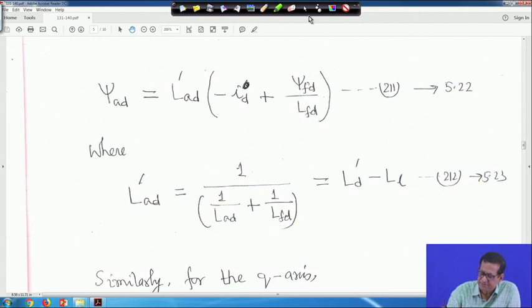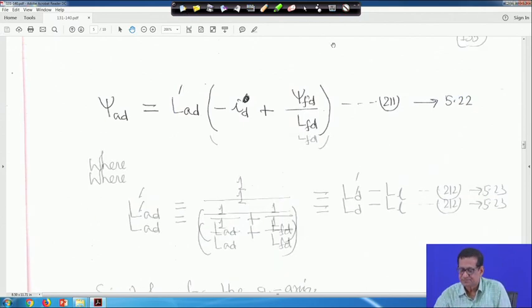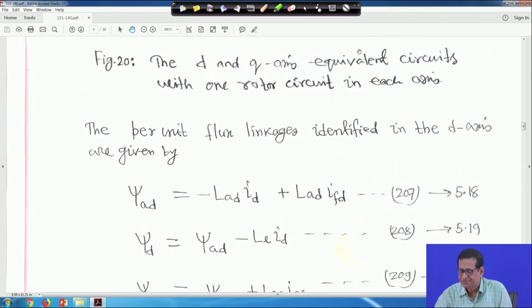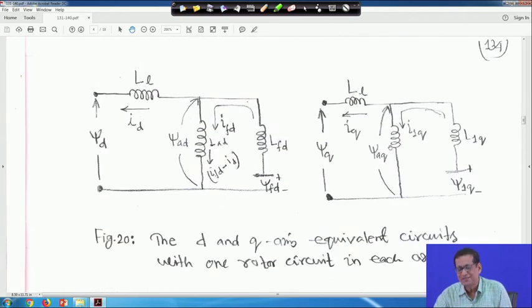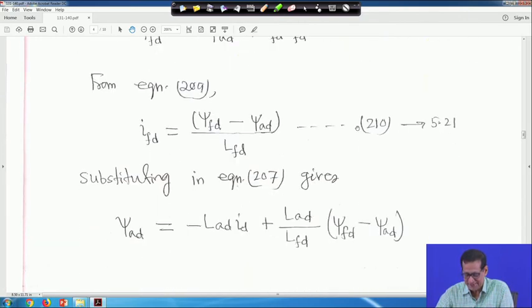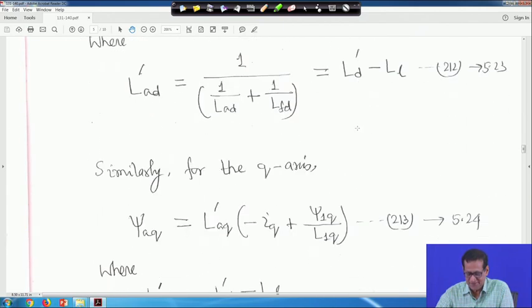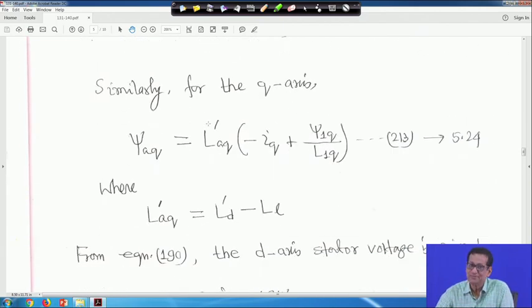Similarly, for the q axis, for this circuit, again you apply KVL, please do it yourself. All these things were derived before, but we have put them here for the analogous DC circuit, for the flux linkage equation. From this figure only, you can get this. Similarly, for the q axis, from that figure you write those equations and simplify.